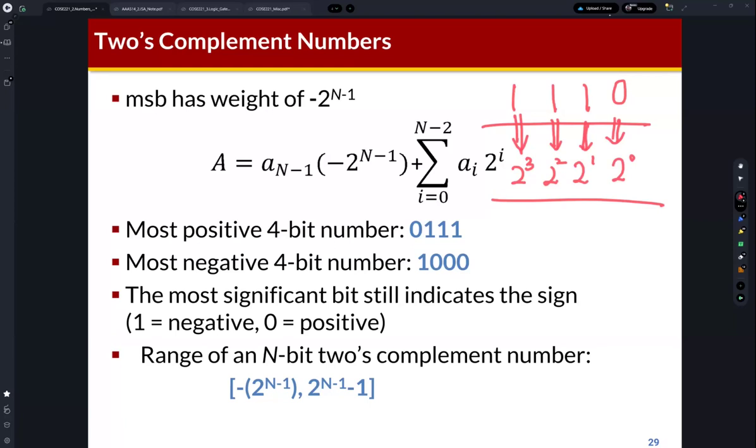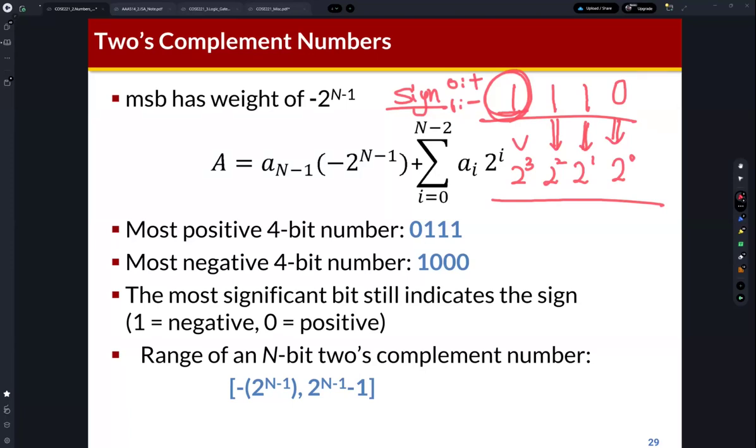But in the 2's complement number system, like the sign and magnitude, we use the MSB of a number as the sign. If the MSB is 1, then it is the minus sign. If the MSB is 0, then it's the plus sign. So it's the same as sign and magnitude. We can just check the MSB, the most significant bit of the number, for checking the plus or minus sign of the number.